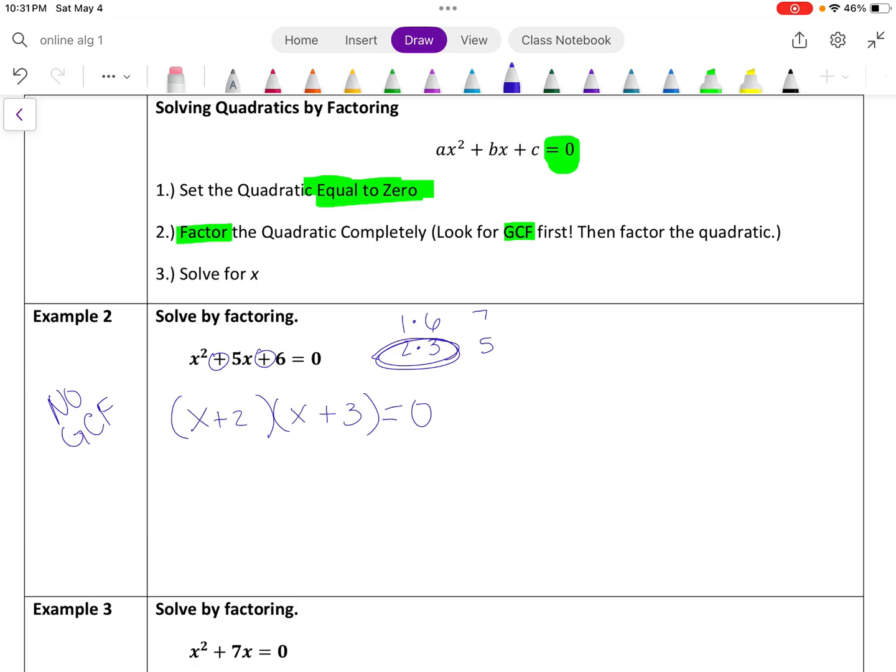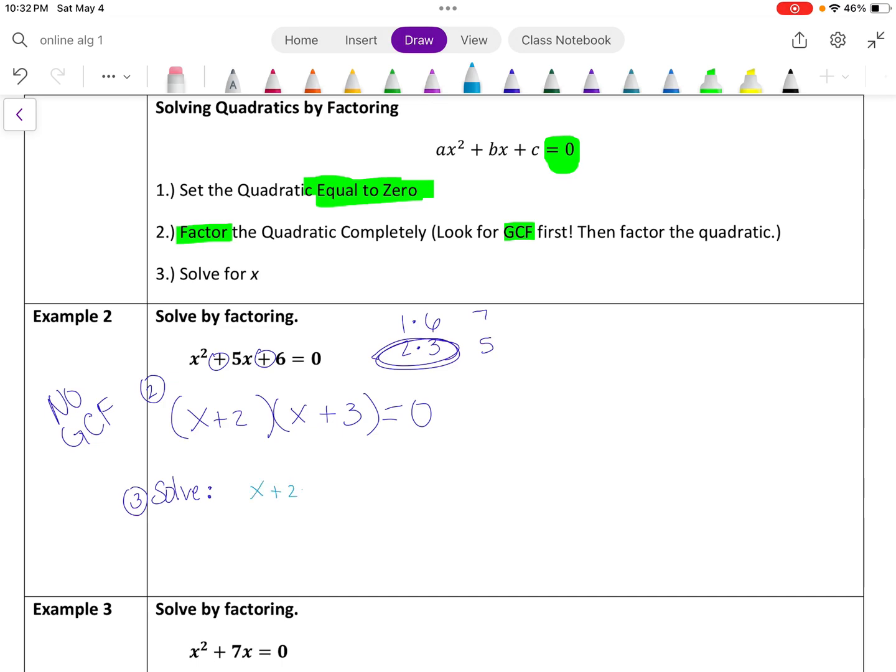X plus 2 times x plus 3 equals 0. All right, so that was our step 2. We factored this. So now we go to step 3 and we solve. All right, here's our new step for today, solving. So we have this long equation, x plus 2 times x plus 3 equals 0.